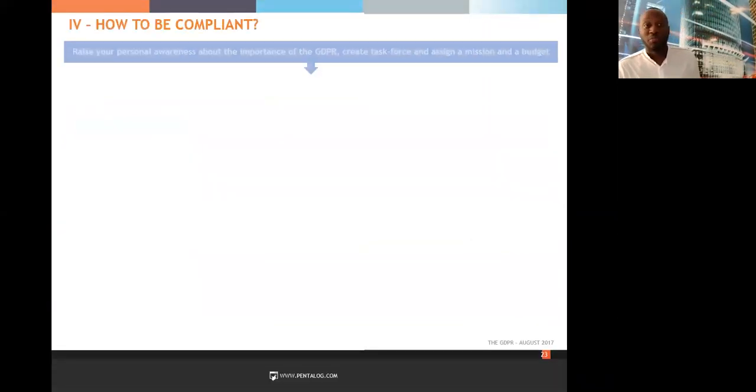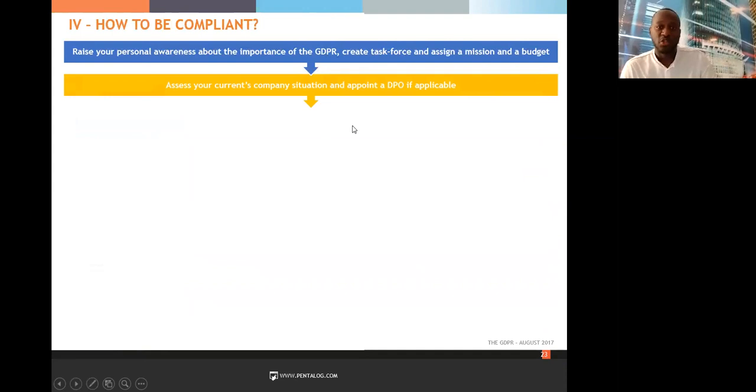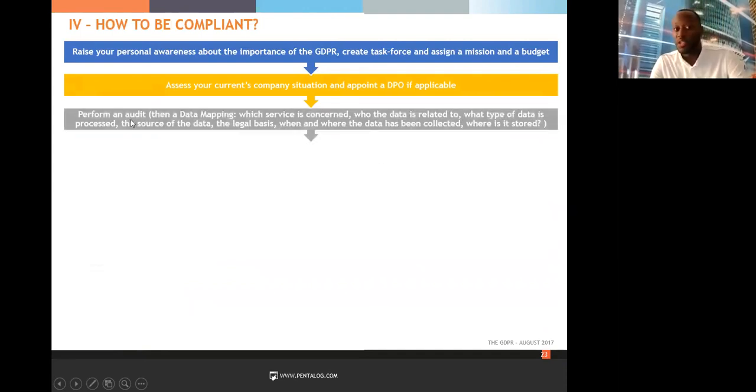How to be compliant, you may wonder. So, raise your personal awareness about the importance of the GDPR. Create a task force and assign a mission and a budget. Assess your current company situation and appoint a DPO if applicable. Perform an audit. Get a data mapping. In the data mapping, you should be able to determine which service is concerned, who the data is related to, what type of data is processed, the source of the data, the legal basis, when and where the data has been collected, and where it is stored.